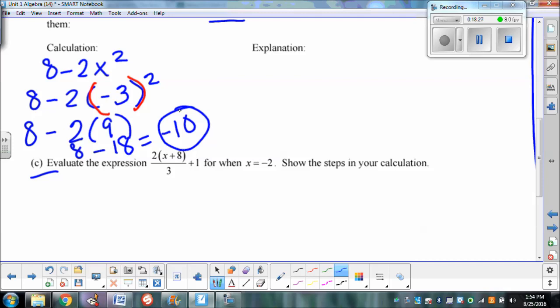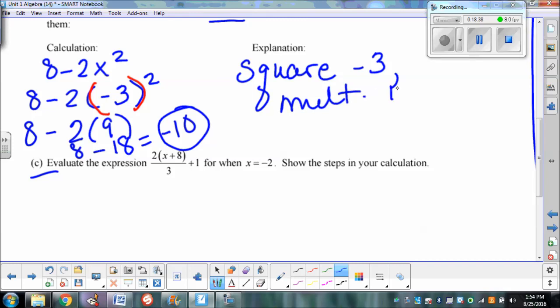So what did we have to do first? We had to square -3. Then we needed to multiply it by 2 and then subtract it from 8.